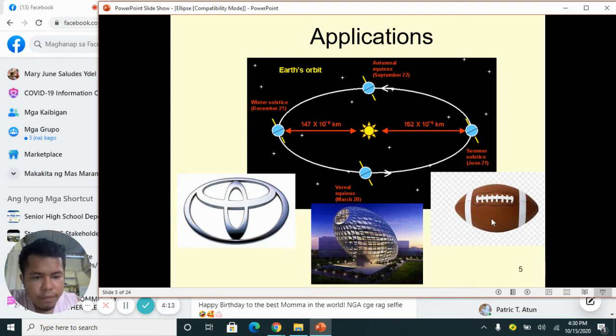Also we have the football, which is in the form of an ellipse. So, there are many applications of the ellipse in real life. At the end of this whole topic, we will solve problems related to real life applications of conic sections. That is just an overview so you can appreciate the importance of studying the ellipse.